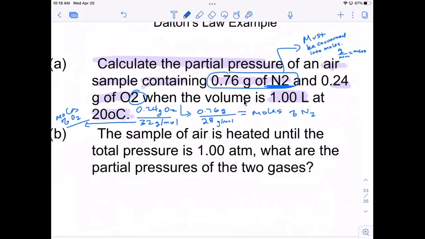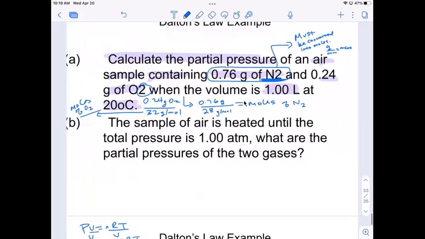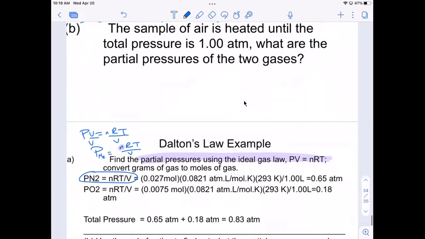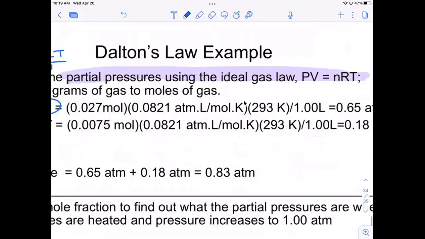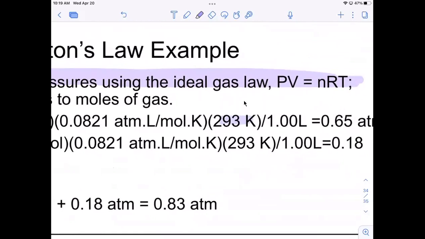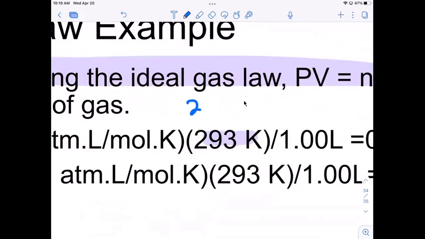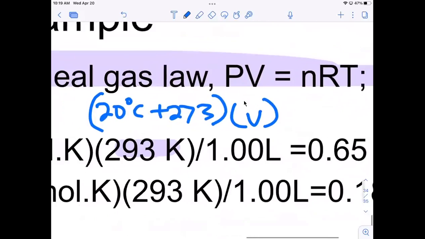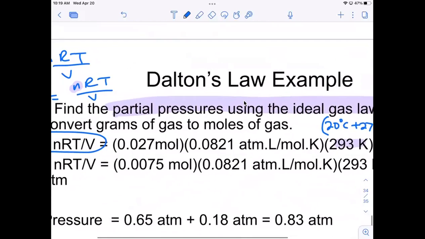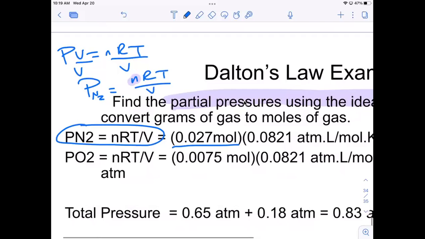So I need the moles, and it also gave us the volume, which for both is 1 liter. And we also know the temperature, 20 degrees Celsius, which we have to convert into Kelvin. That's where all our numbers are coming from down here. So 293 Kelvin is 20 degrees Celsius plus 273. The 1 liter is the volume, and it's the same for both. And the moles of nitrogen and moles of oxygen, we just calculated up top.